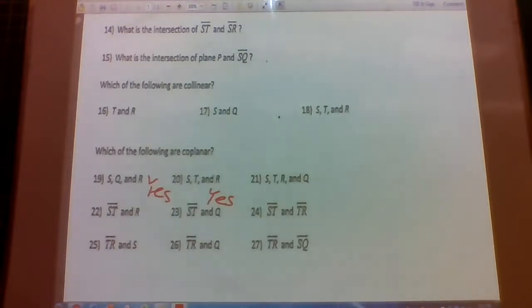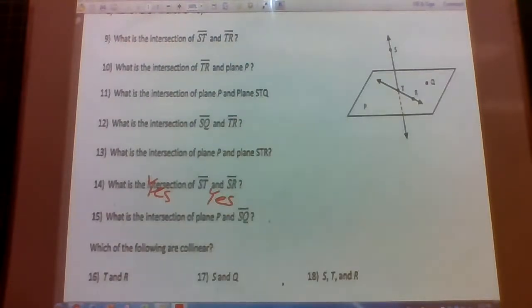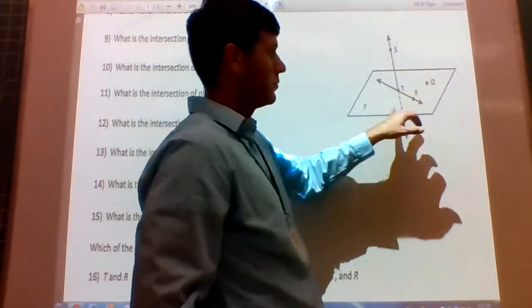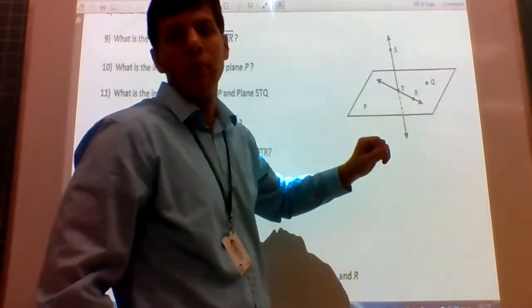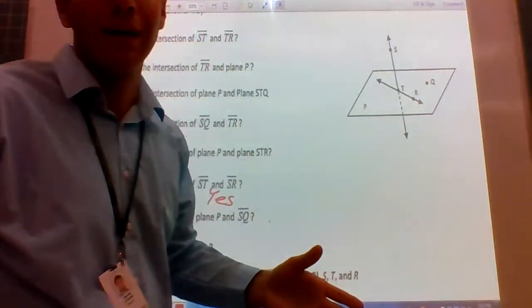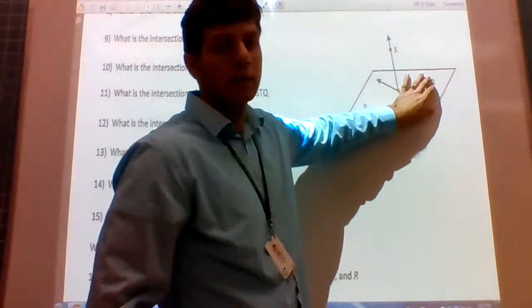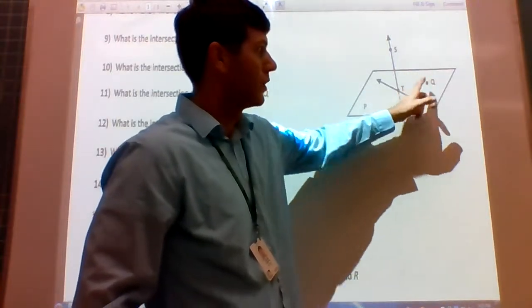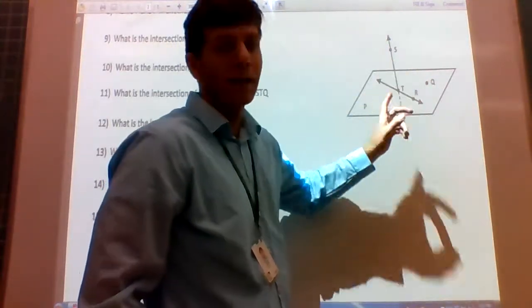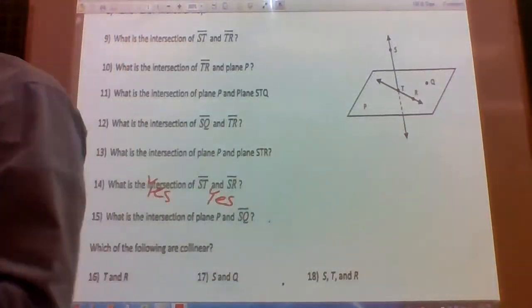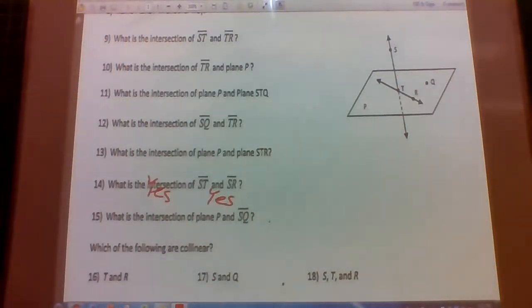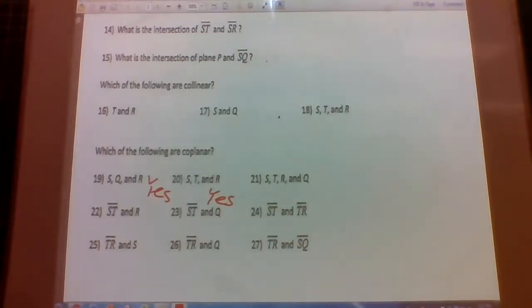Next is STR and Q. So we know TR and Q are all in plane P, but point S is not. And we know for every set of 3 non-collinear points, there's exactly one plane. So there is no other plane besides plane P that can go through these 3 points. And since S is not on that plane, that set of 4 points is not coplanar. So that one is a no.